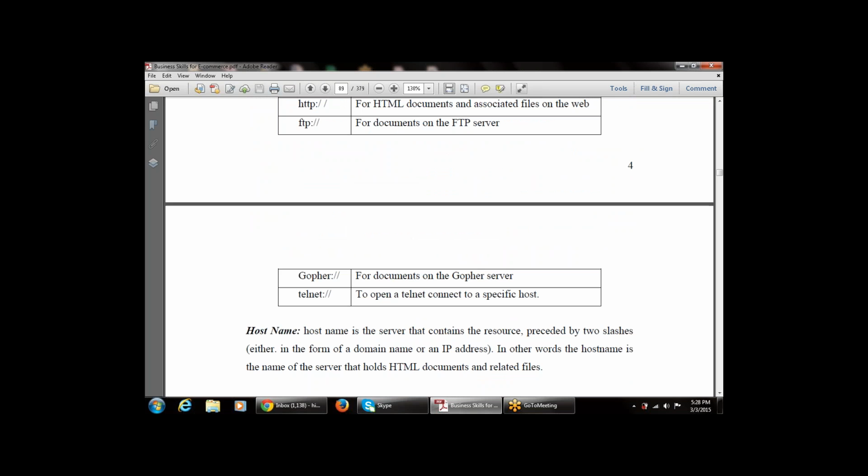Then Gopher, that is a protocol that is used for documents on the Gopher server. So whenever you use the documents, we have to use the Gopher protocol, which is used for the documents on the Gopher server.